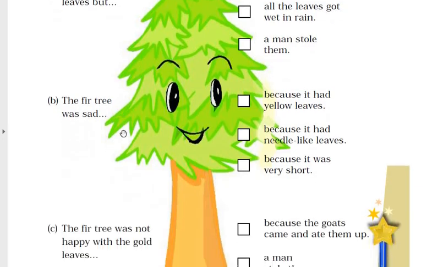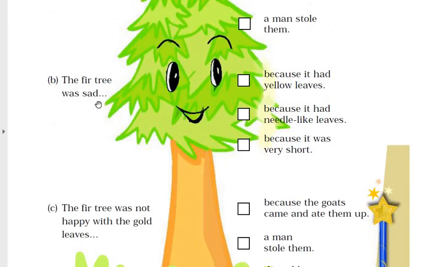Okay, next is the fir tree was sad. Why? Because it had yellow leaves, it had needle-like leaves, or because it was very short. Okay, if you have read the lesson, then it should be pretty much clear to you. The answer is not this one, not this one, but the answer is this. It had needle-like leaves.